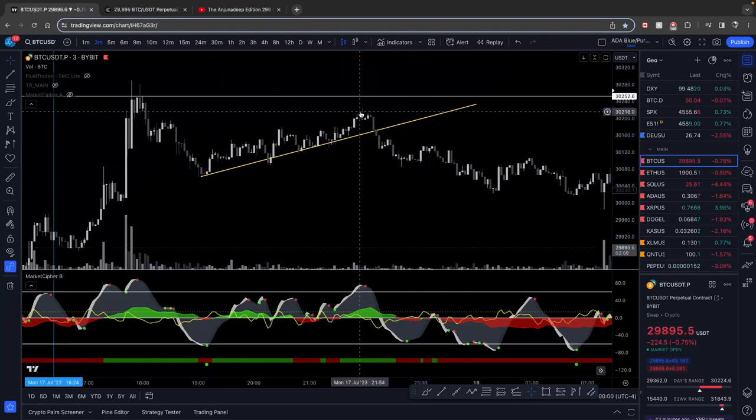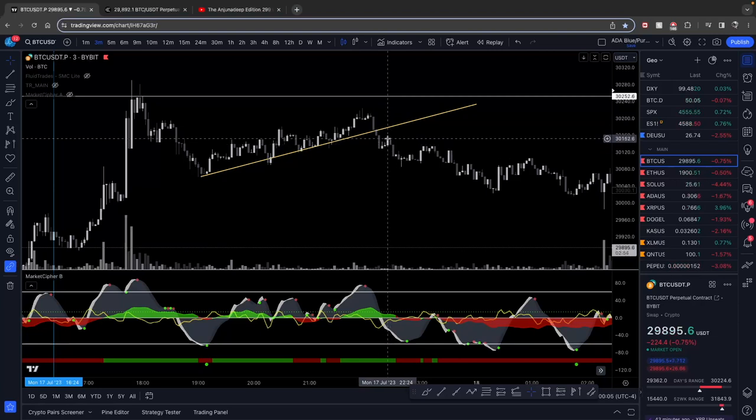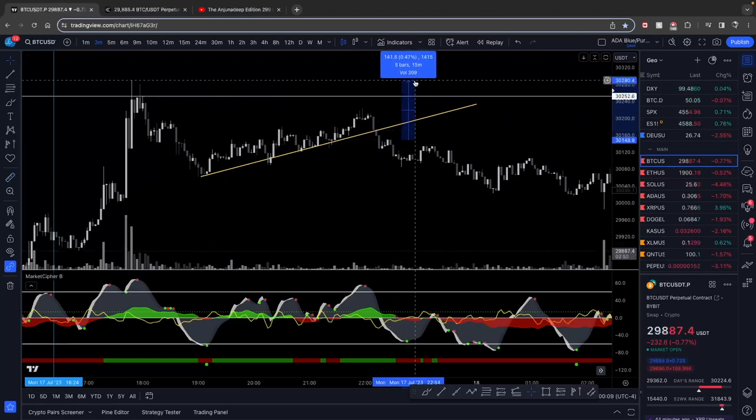Right? So if you were scared to short still at this golden pocket for whatever reason, when we break the trend line, you can enter here, but you need to be mindful that this needs to be your stop loss.